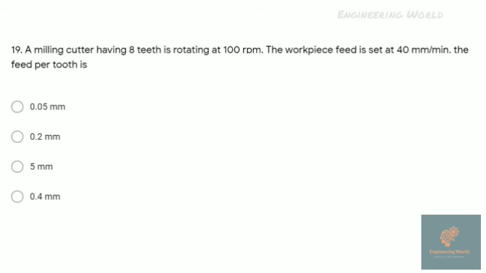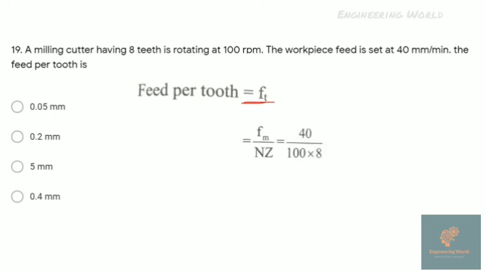Here the next question: a milling cutter having 8 teeth is rotating at 100 rpm. The workpiece speed is set at 40 mm per minute. The feed per tooth is? Here we have to find feed per tooth, that is Ft. Its formula is Fm divided by N Z, where Fm is workpiece feed, N is RPM, revolutions per minute, and Z is the number of teeth. Just putting the values in the formula, we get the answer 0.05 mm.